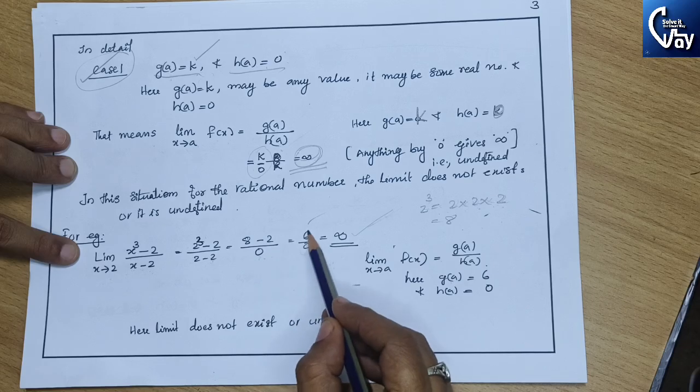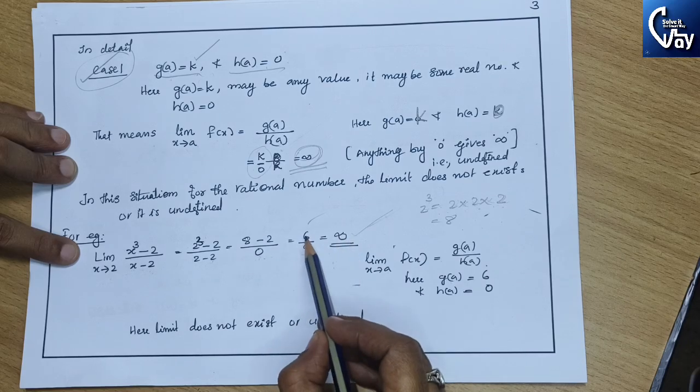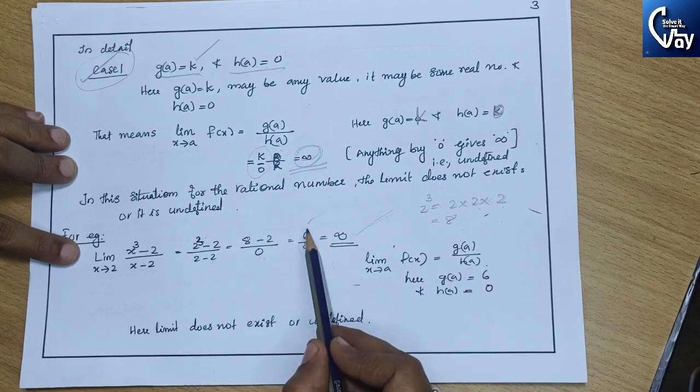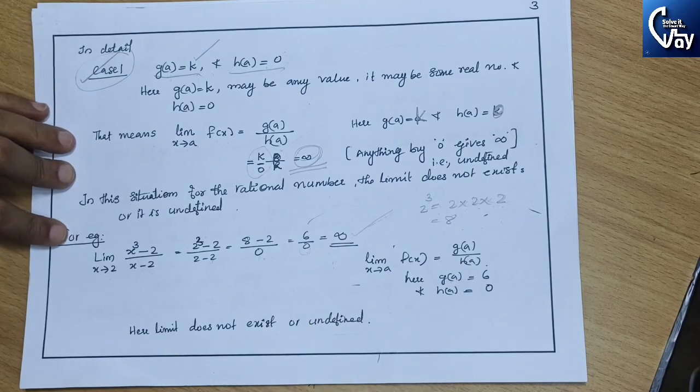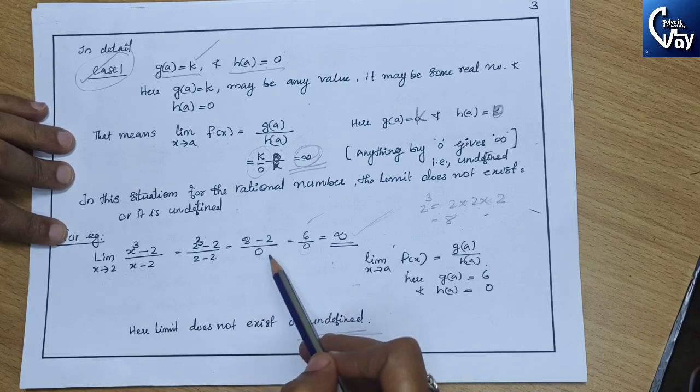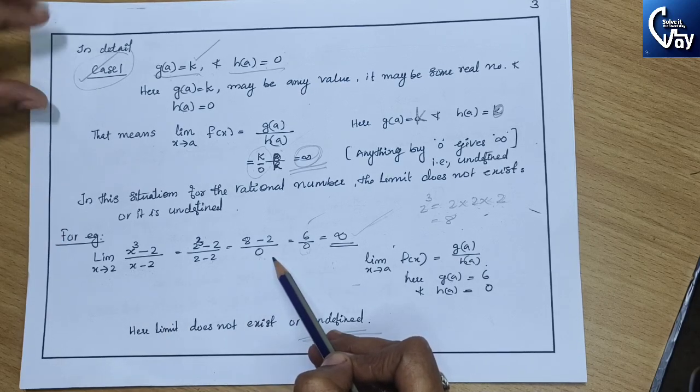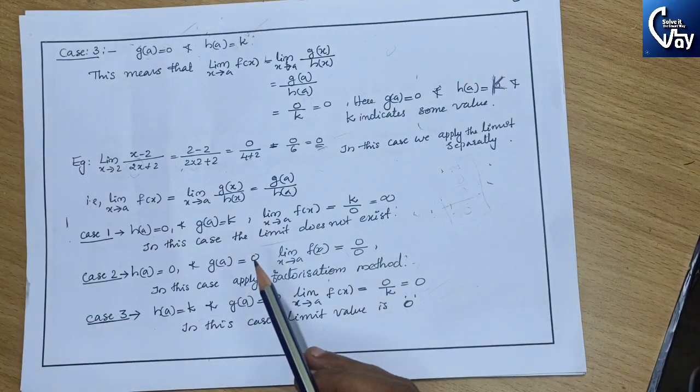That is equal to 6 by 0, which is equal to infinity. Here, g of a equal to 6 and h of a equal to 0. So we got infinity. What is the conclusion here? The limit does not exist or is undefined. This is the example of case 1. Now, case 2.